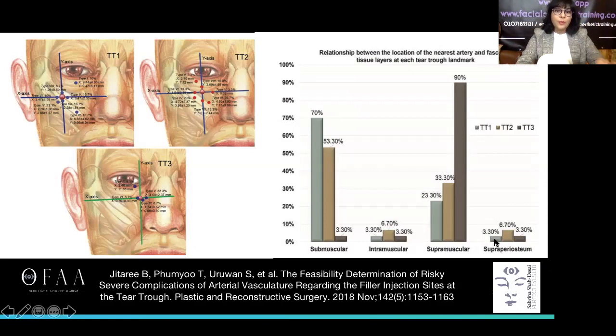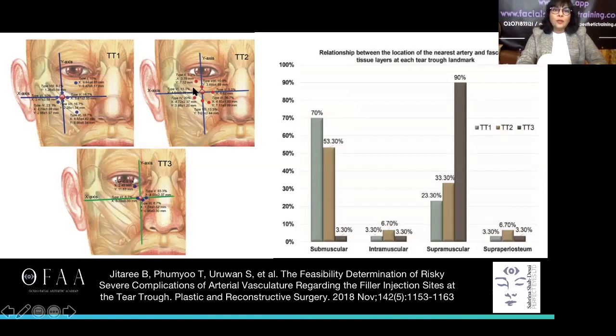Now, you have to remember that this was a very small study of 15 cadavers, and this was relevant to a Thai subgroup, Thai population. But what it's showing is that predominantly the vessels lie above and below the muscle. So if you're on the periosteum, it is relatively safe. But you need to make sure you are on the periosteum and that you're not dangling in free space when you're injecting here.